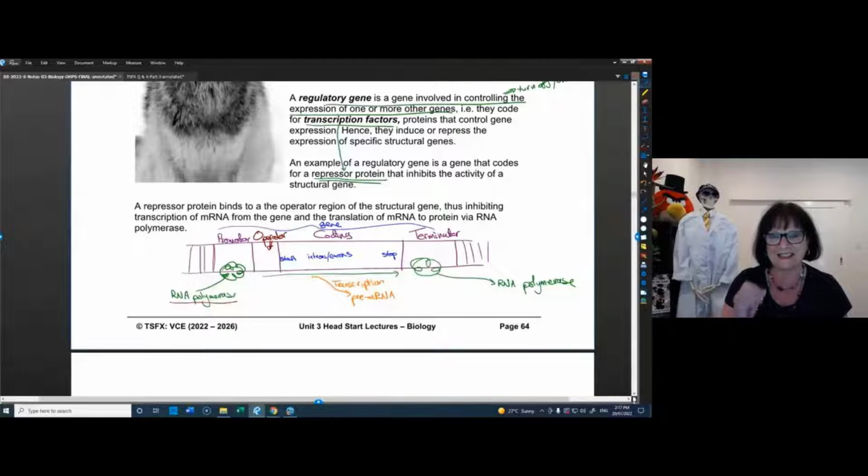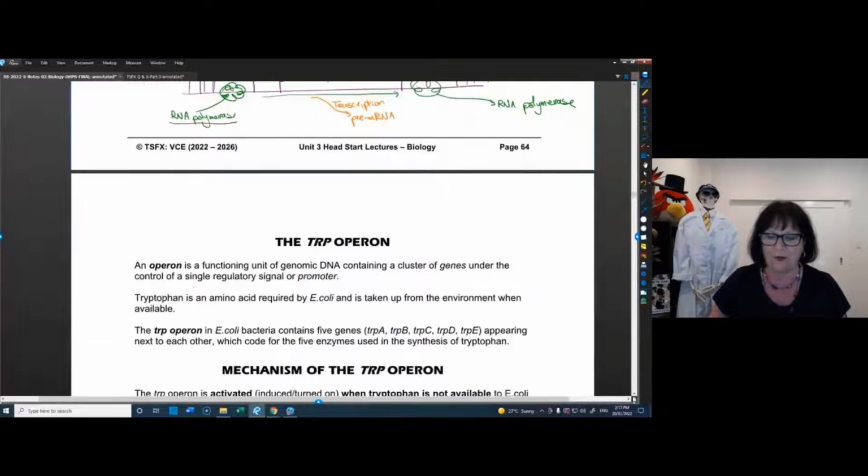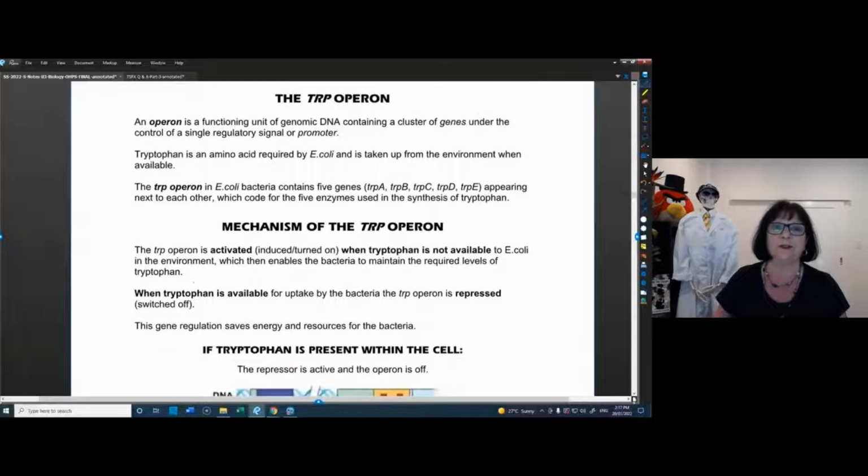But how does this actually happen? What stops the RNA polymerase, and what allows the RNA polymerase to move along? Well, the example that we're learning is called the TRP Operon.